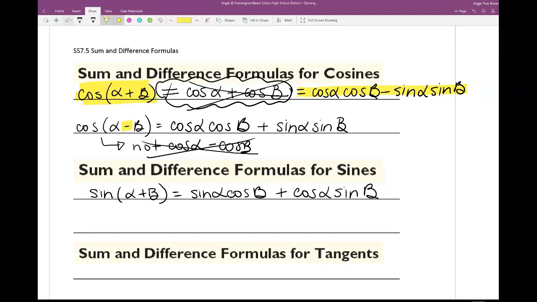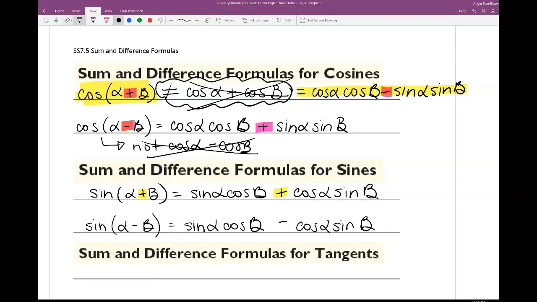For sine, if it's addition, then it's addition here. Versus cosine, if it's subtraction, it's really addition, and if it's addition, it's really subtraction. For cosine, the signs are switched. But for sine formulas, the addition and subtraction signs are the same. So I'm going to do sine of alpha minus beta. Everything's the same except this right here. So we fill in sine of alpha cosine of beta minus cosine of alpha times sine of beta.